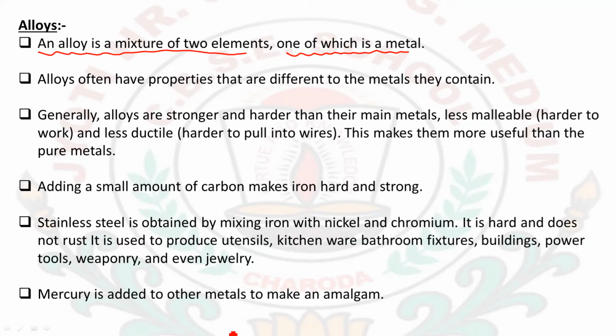Alloys often have properties that are different from their parent metals. Generally, alloys are stronger, harder, and less malleable and less ductile in comparison to their parent metals. As I have told you, their properties are different from their parent metals.